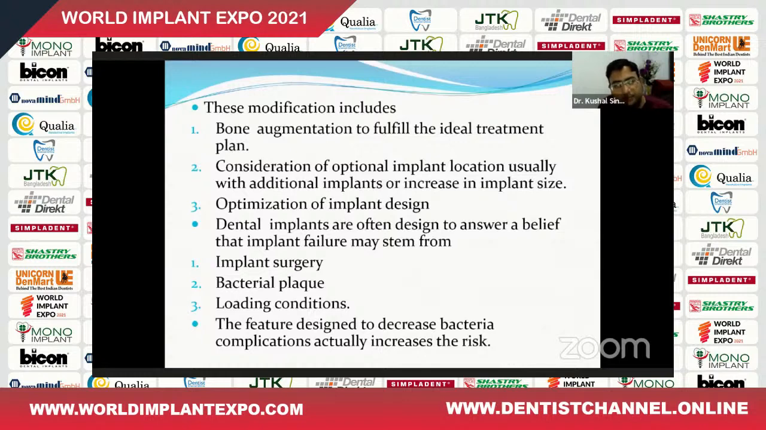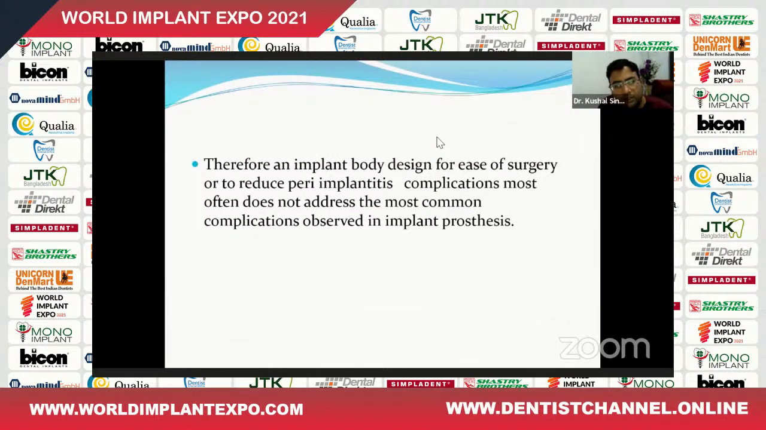Now the next slide. Therefore, an implant body design for ease of surgery or to reduce peri-implantitis complications most often does not address the most common complication observed in the implant prosthesis.